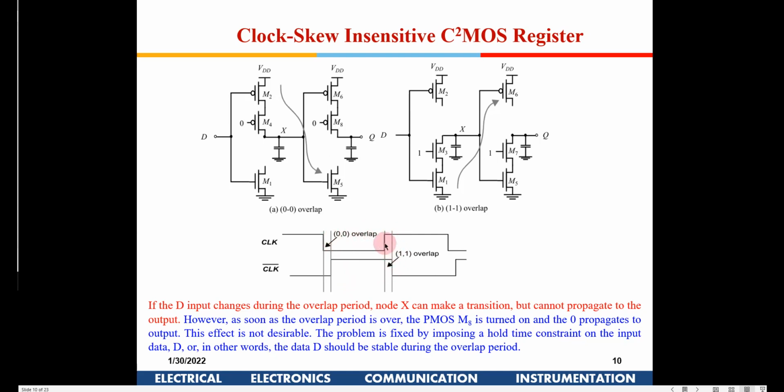This is the positive edge of the clock till the clock bar goes low. So this is the jitter time. As long as the data doesn't change during this time, this would work perfectly fine. Okay, so this is known as Clock-Skew insensitive C-square MOS register.